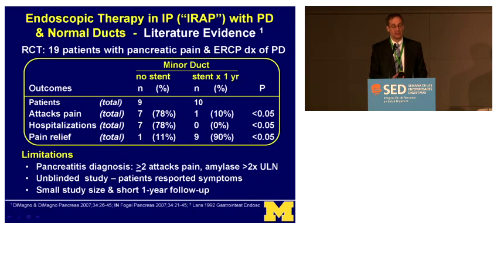Now, the limitations are multiple. That includes the diagnosis itself, which used atypical criteria for diagnosing acute pancreatitis. Also, this was an unblinded study and is small and with a short-term follow-up of 1 year.